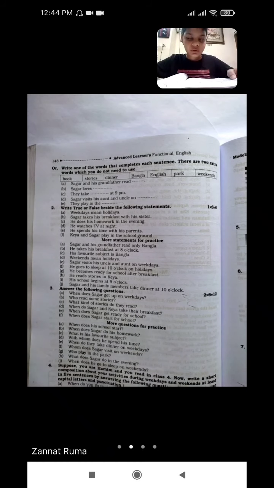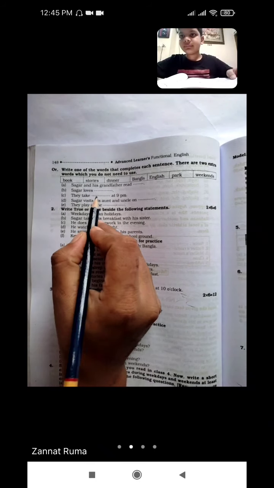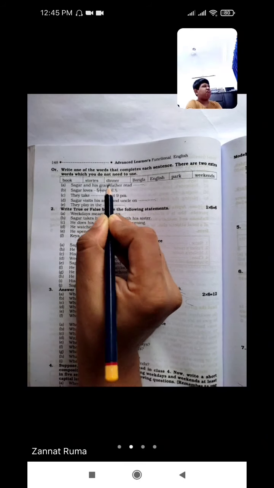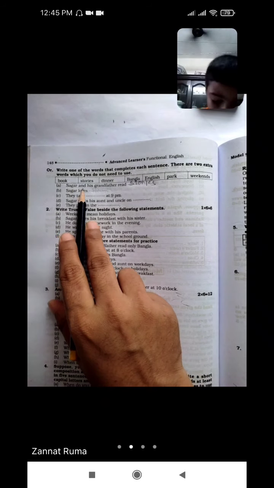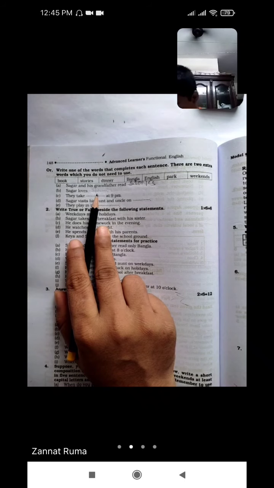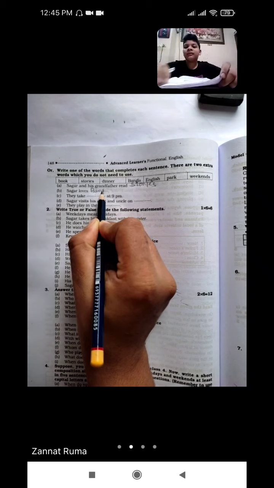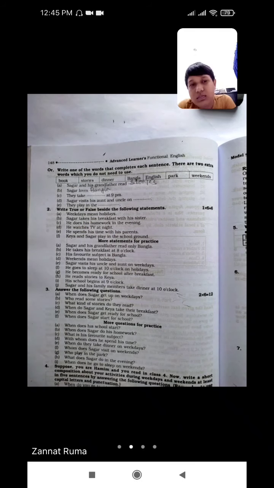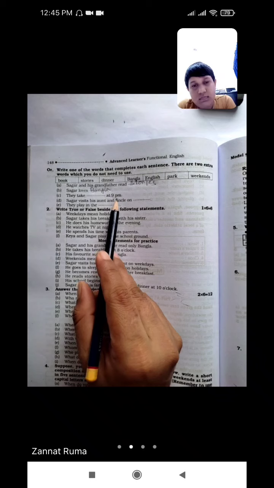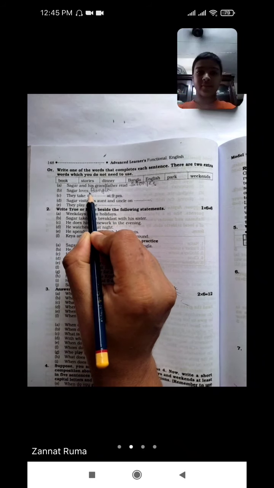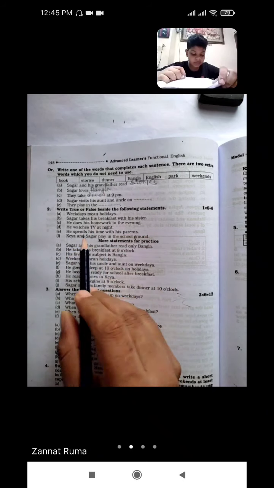Are you sure? Stories? Okay, good. Then write here stories. Okay, number two. Shagor loves what? What subject does Shagor love? Bangla. Very good. Write here Bangla. Number three. They take what at 9 p.m.? They take dinner. Good.